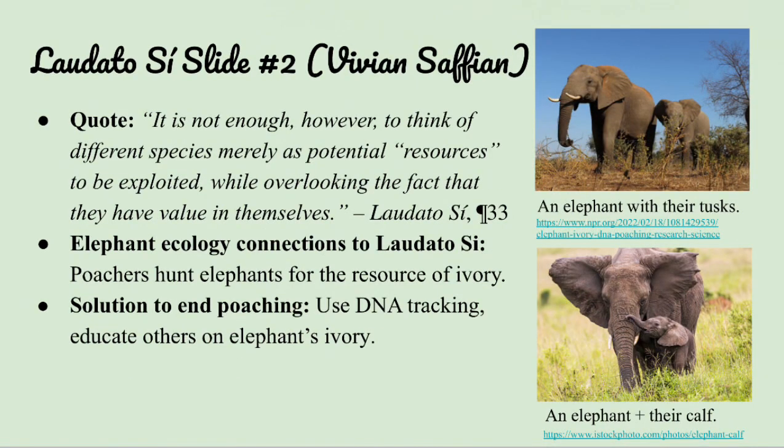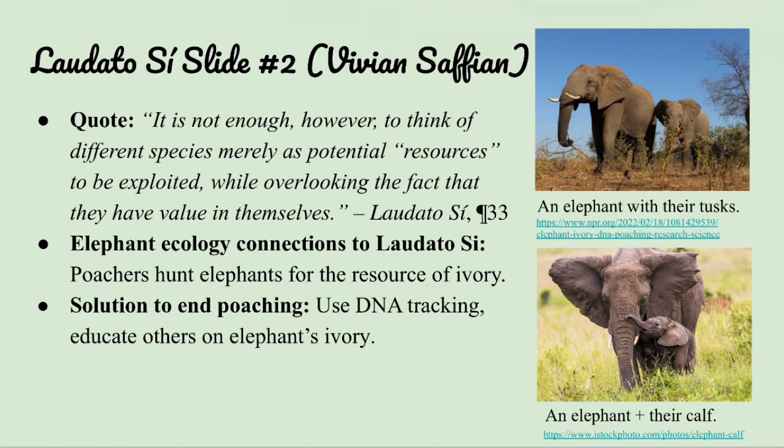Another way to relate elephants back to Laudato Si is through the quote, "It is not enough, however, to think of different species merely as potential resources to be exploited, while overlooking the fact that they have value in themselves." Connecting this to Laudato Si, we figured out that the poachers hunt elephants for the resource of ivory and don't really care about the fact that the elephants are unique because of their ivory tusks.